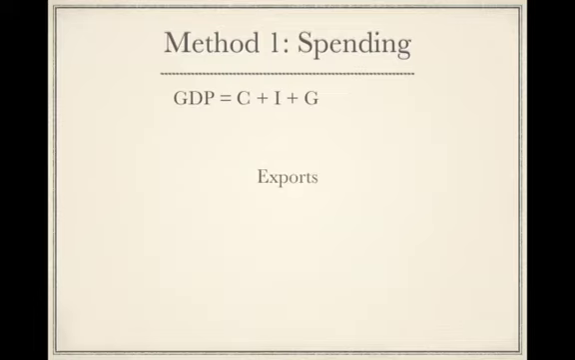And then we're going to add in exports, which should be familiar to us, right? And then we're going to subtract out imports. Now, why do we have to subtract out imports? Well, why do we have to add in exports? Well, if we think about it, exports are goods that were produced domestically, but that are not being consumed domestically. And so since GDP is a measure of production, we need to add in the value of exports, or else we will be undercounting the value of production. By the same token, we subtract out imports because that's the value of goods that were produced elsewhere and are now being consumed in the United States.